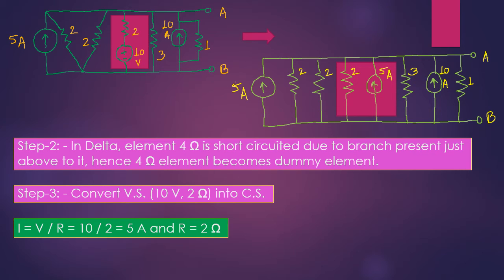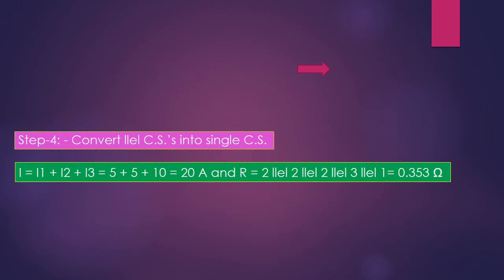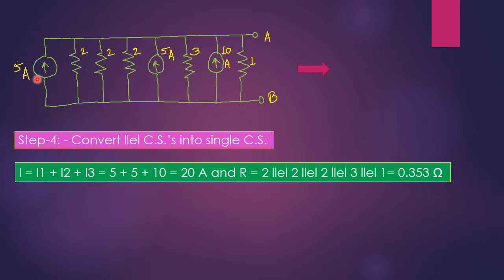Now what do you get in this particular circuit? You find that all the elements present between terminals A and B are connected in parallel. So what do you have to do now? Apply step number 4: convert parallel current sources into a single current source. How many current sources are there? 3: 5 ampere, 5 ampere and 10 ampere. Its equation gives you the final value as 20 ampere.